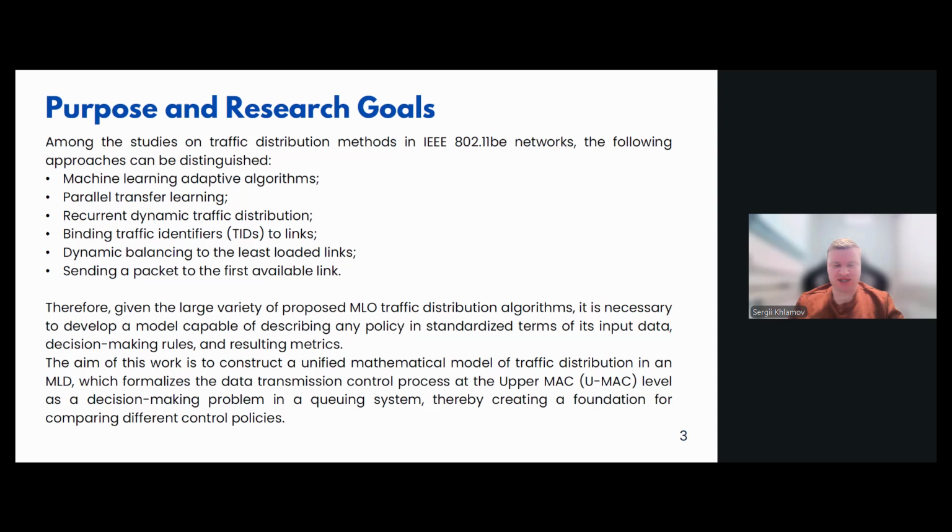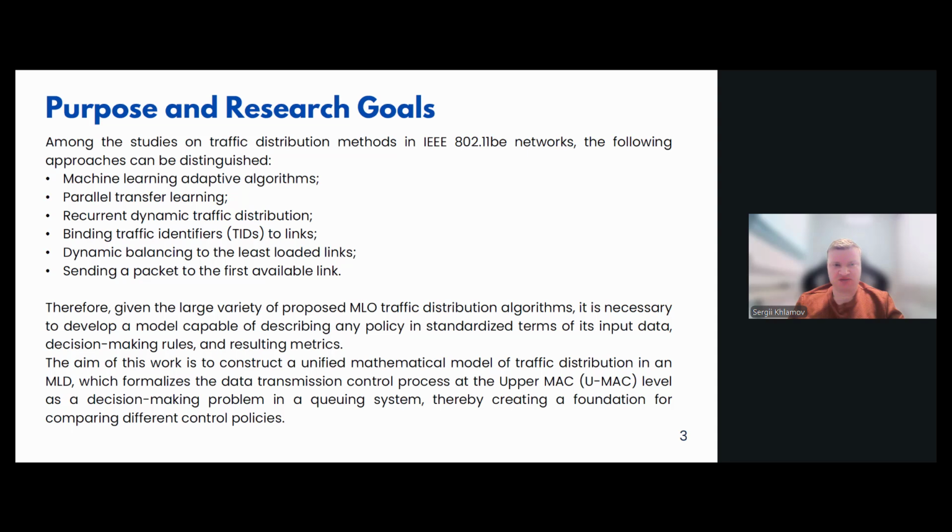Among the studies on traffic distribution methods in IEEE networks, the following approaches can be distinguished: machine learning adaptive algorithms, parallel transfer learning, recurrent dynamic traffic distribution, binding traffic identifiers (TIDs) to links, dynamic balancing to the least loaded links, sending a packet to the first available link.